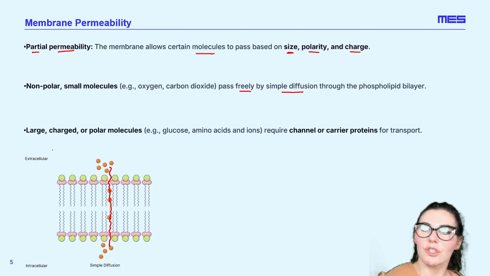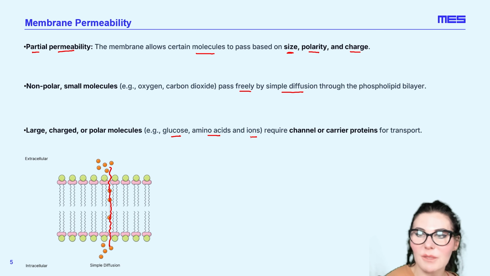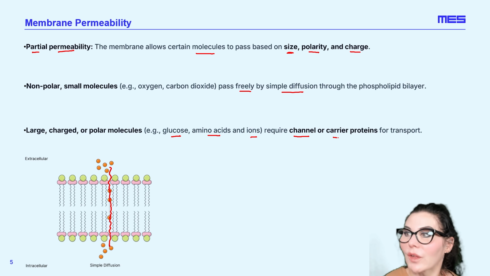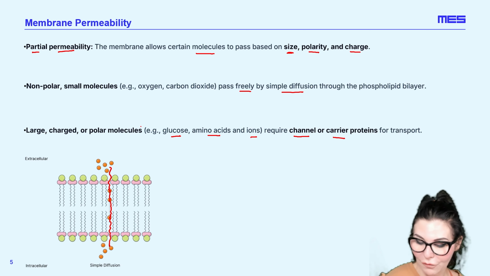Now, large charged polar molecules like glucose or amino acids or ions, because they can't just get through directly by simple diffusion, but the cell still needs them to get through the membrane for whatever process they're required for, they will get through using channel or the carrier proteins that we mentioned before.